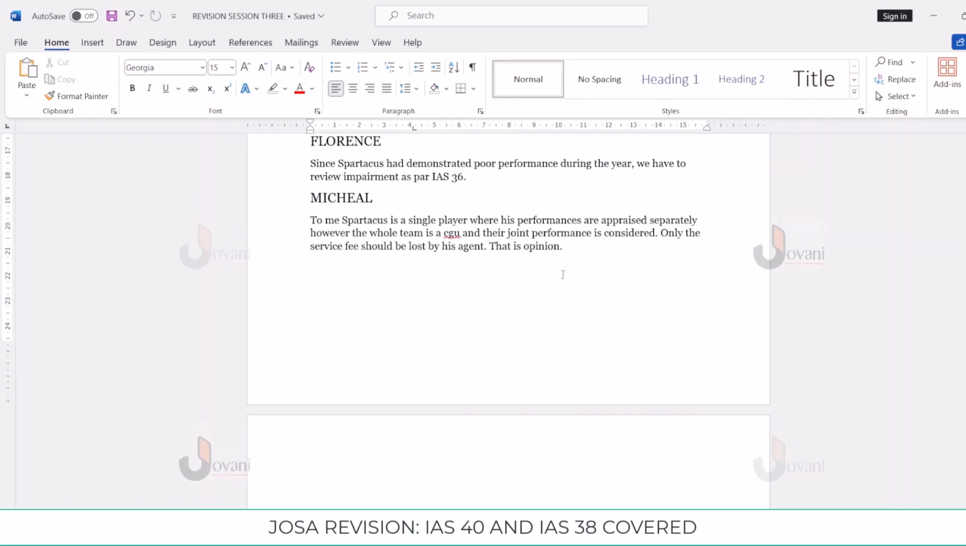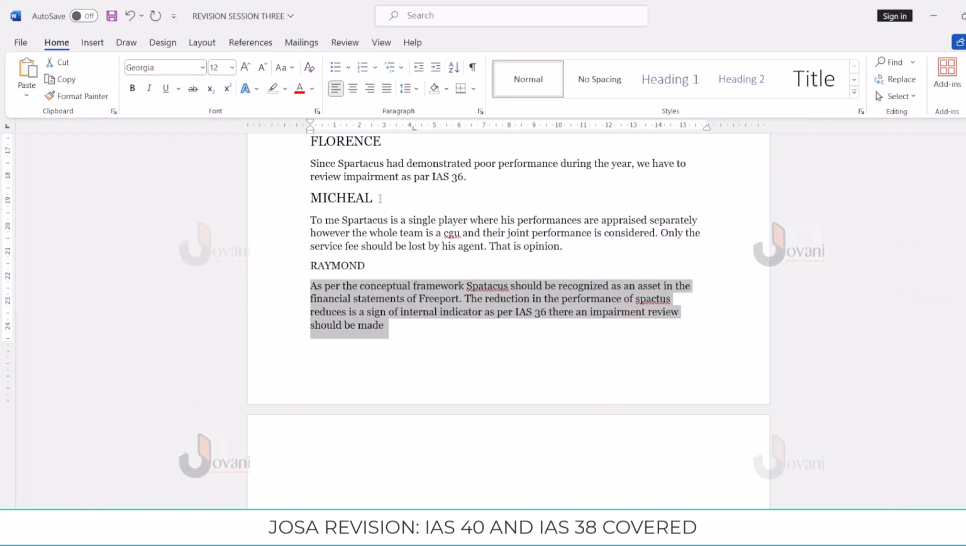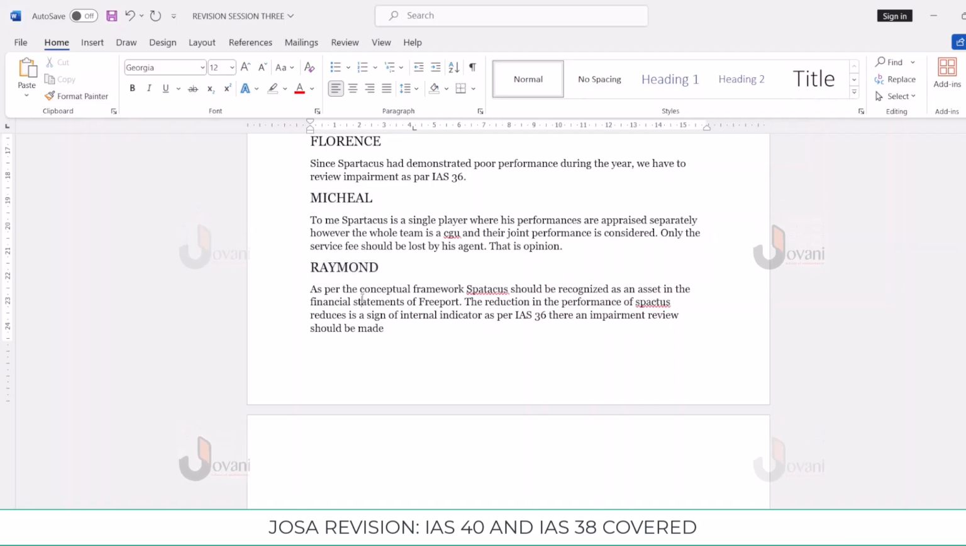So we have here Michael, then we have Raymond. So these are all your suggestions. Raymond says, as per the conceptual framework, Spartacus should be recognized as an asset in the financial statements of Freeport. The reduction in the performance of Spartacus is a sign of internal indicators per IAS 36. So an impairment review should be made.